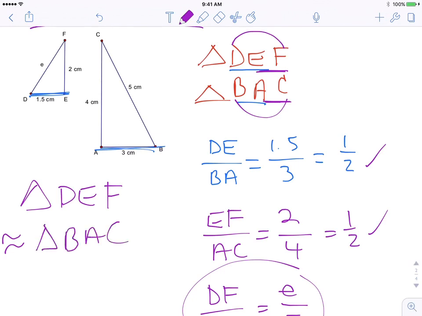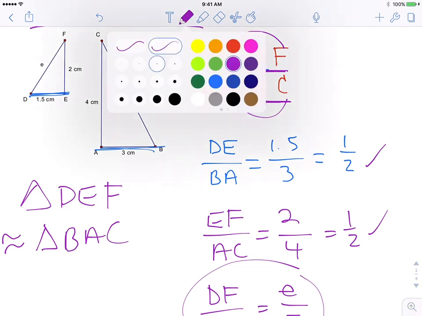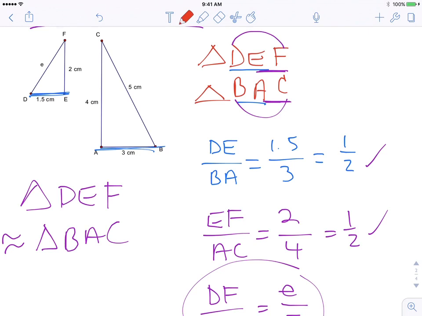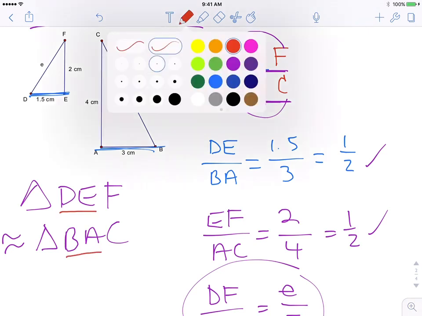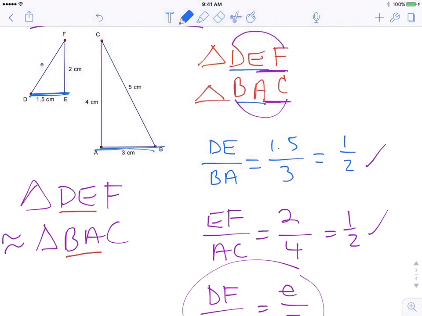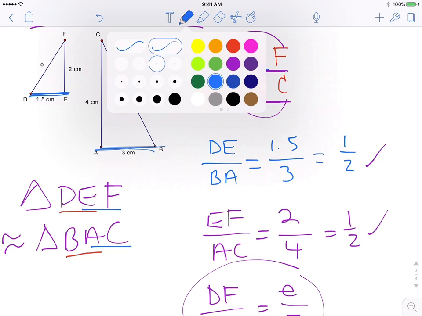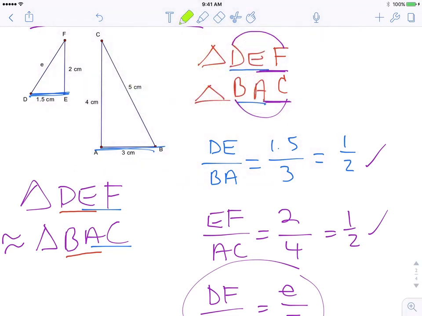BAC. So the nice thing of lining these up vertically is that I can automatically compare the side lengths, or the ratios of side lengths, because I have DE corresponds automatically to BA, and then you also have EF corresponds with AC, and then the third one is simply looking at DF and BC, and that's simply how it works.